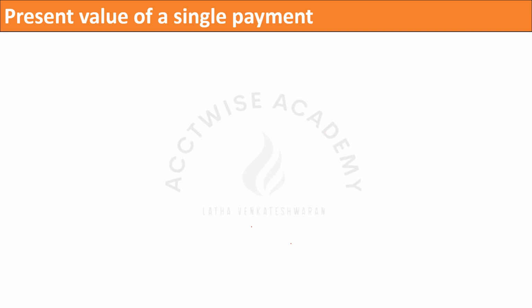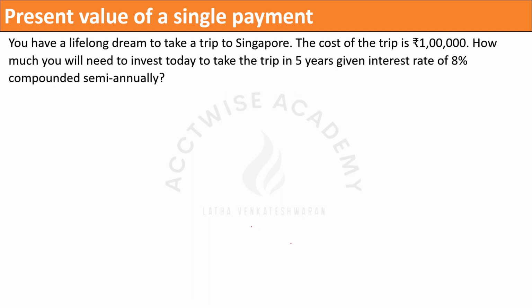Shall we see another problem on present value of single payment? So the problem is, you have a lifelong dream to take a trip to Singapore. The cost of the trip is rupees 1 lakh. How much will you need to invest today to take the trip in 5 years, given an interest rate of 8% compounded semi-annually?